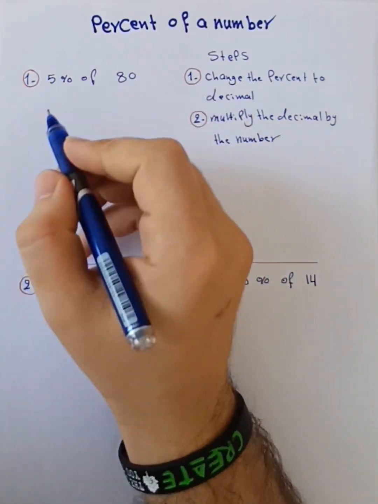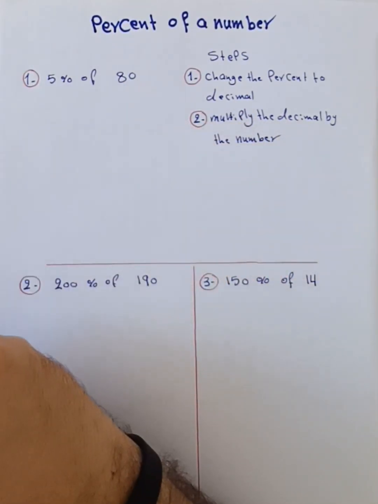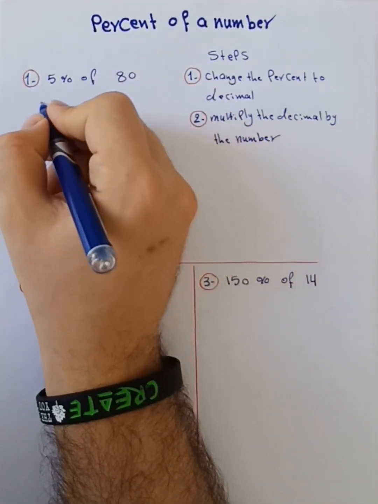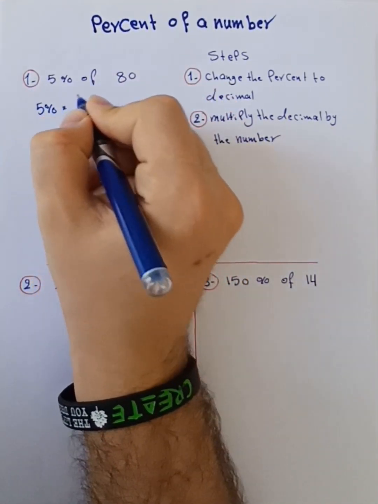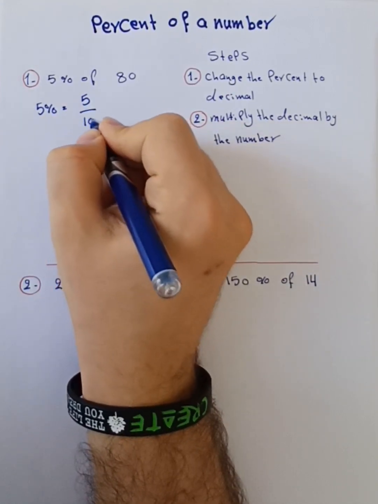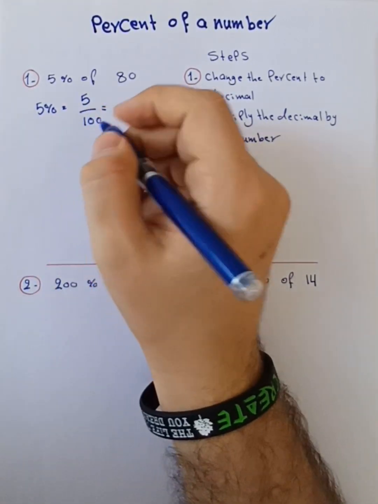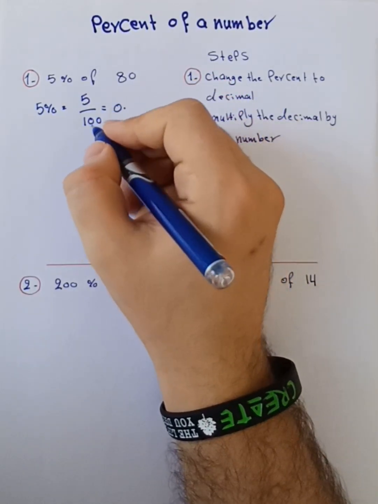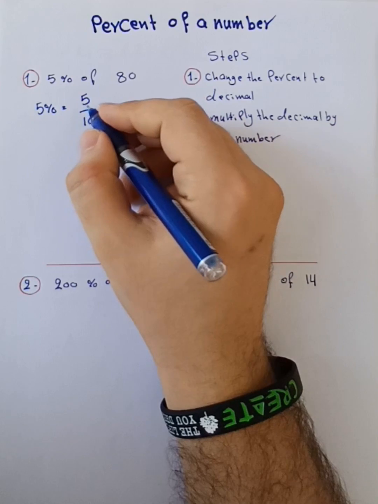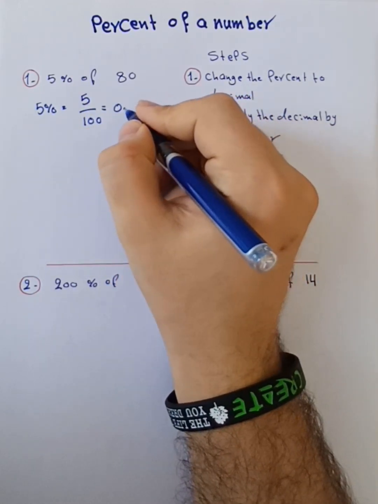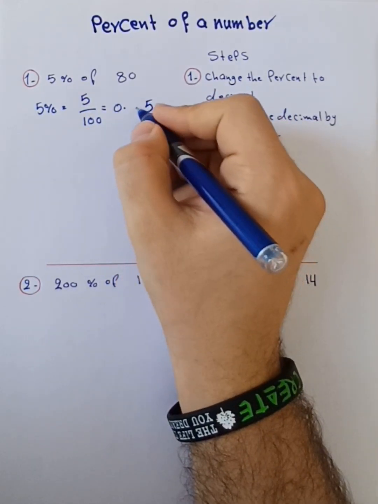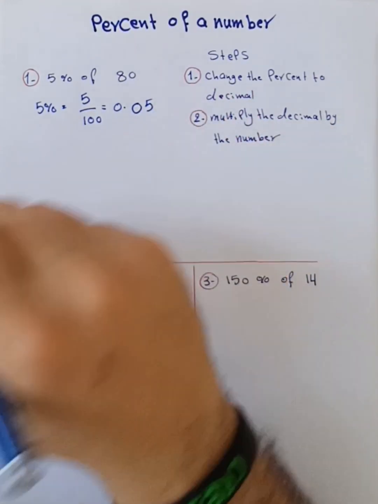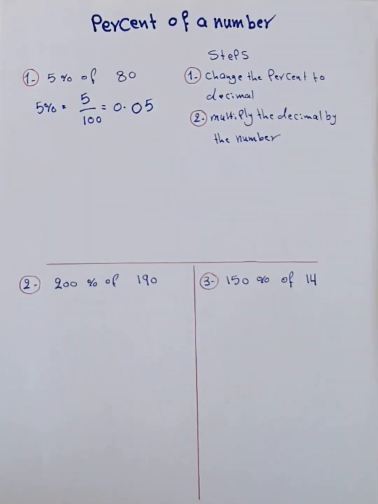5% of 80. First step, you have to change this percent to decimal. 5%, it means 5 out of 100. 5 divided by 100 equals 0 point. After this point, we should have two numbers. So 5 is one number, and then we have to write another 0. So 5 out of 100 equals 0.05.